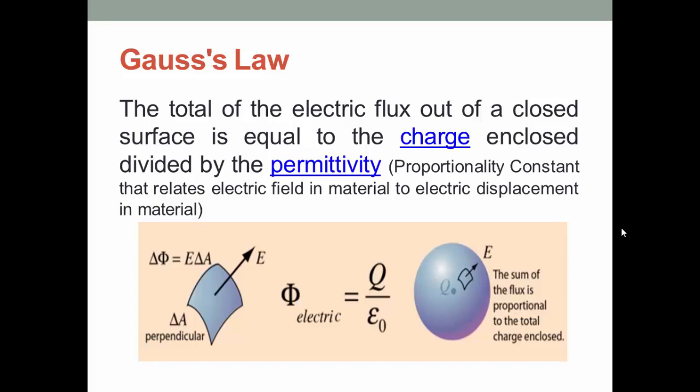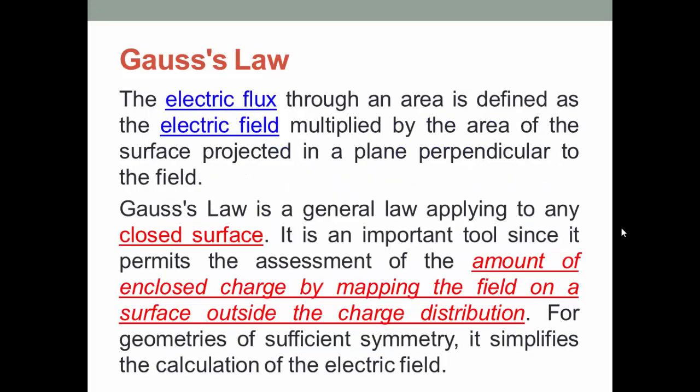We have cut a patch from this closed surface and applied Gauss's law on that surface. So del phi is equal to E del A, where del A is called the vector area, which is perpendicular to the electric field. Permittivity is defined as the proportionality constant that relates the electric field in a material to the electric displacement in that material. The electric flux through an area is defined as the electric field multiplied by the area of the surface projected in a plane perpendicular to that field.